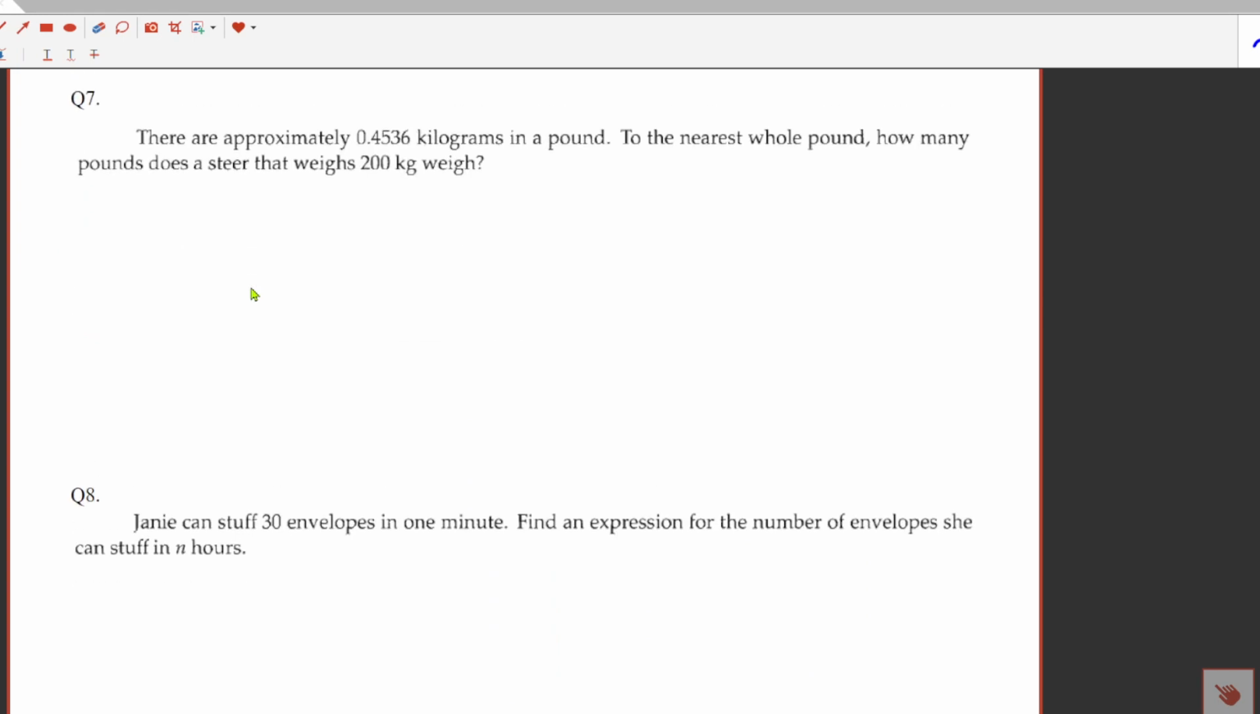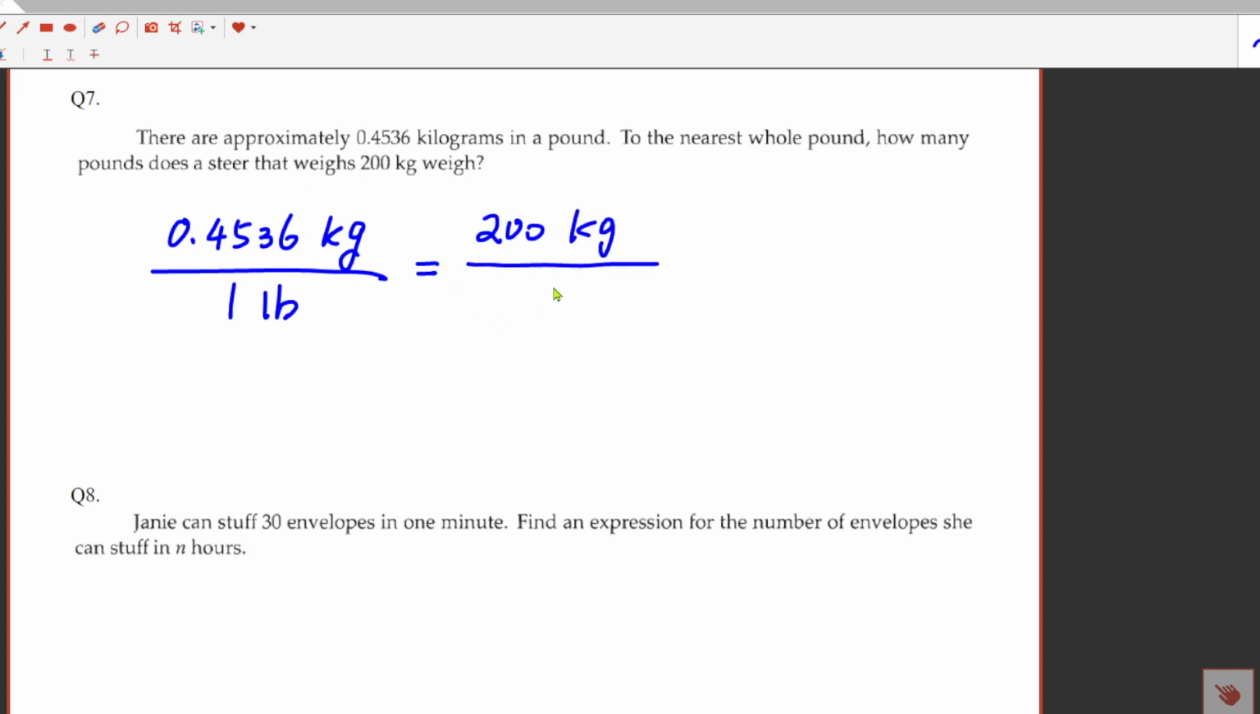There are approximately 0.4536 kilograms in a pound. To the nearest whole pound, how many pounds does a steer that weighs 200 kilograms weigh? Okay, so according to the given information, we have 0.4536 kilograms in 1 pound, right? And if we have 200 kilograms, we don't know this number here, so let's just call it X pounds.